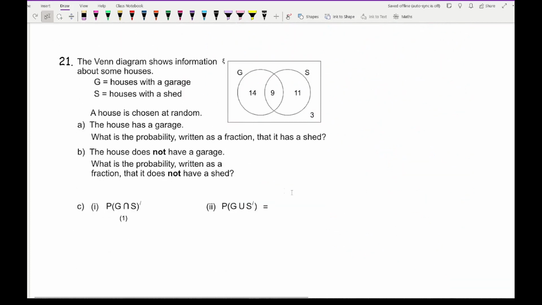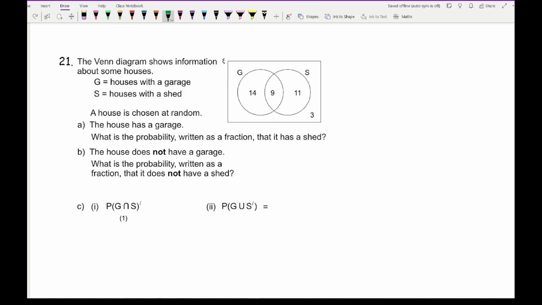Then moving on to question 21, which is looking at Venn diagram. So again, if you want to have a go at this question, please do pause the video and then unpause to go through the answer. So this Venn diagram shows information about some houses. G represents the houses with garages. S represents houses with a shed. And it says a house is chosen at random. A house has a garage. What is the probability, written as a fraction, that it has a shed?